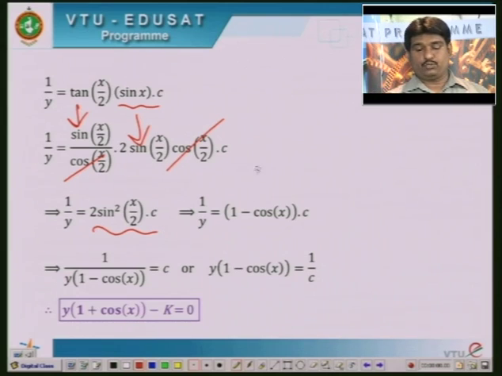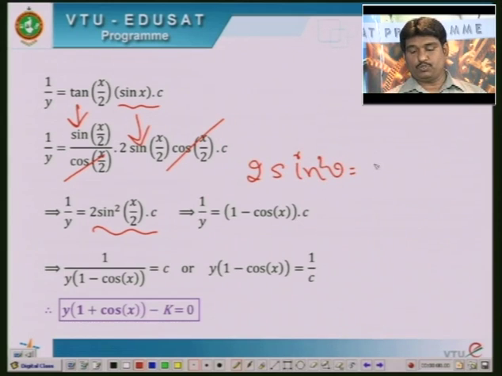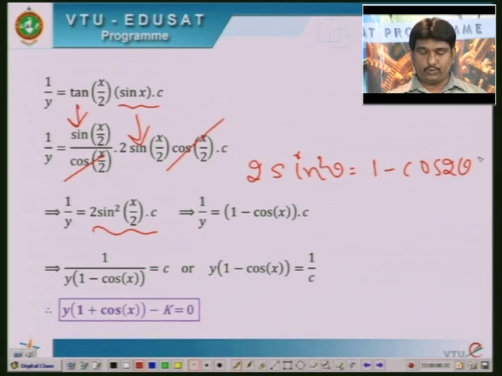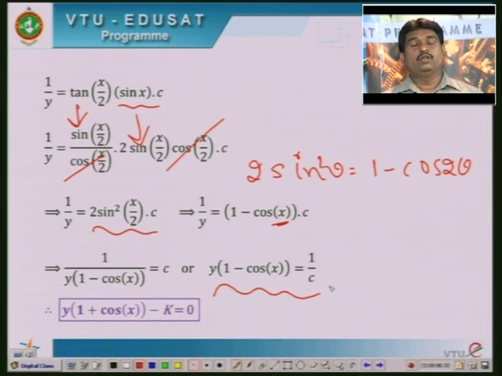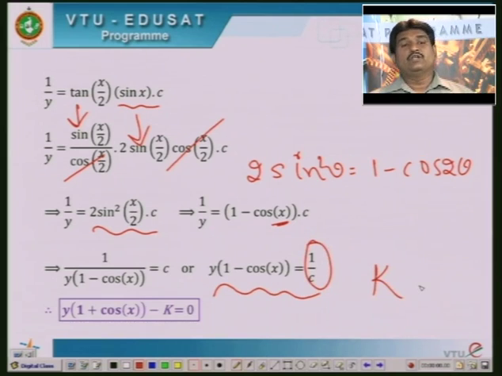And you know that 2 sin square theta equals to 1 minus cos 2 theta. Here theta is x by 2, so 2 theta is x. Therefore, 1 by y becomes 1 minus cos x into c. Cross multiply, it is 1 by y into 1 minus cos x equal to c, or after simplification you get this, y into 1 minus cos x equals to 1 by c. I will take this 1 by c as k. It is y into 1 plus cos x minus k equal to 0.